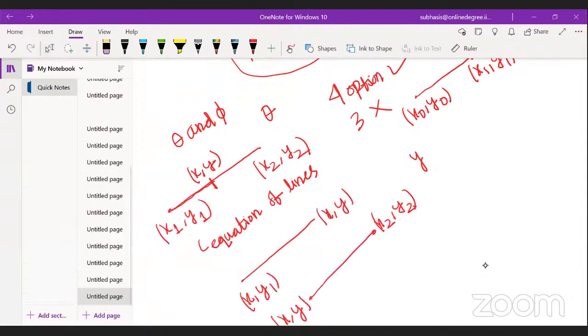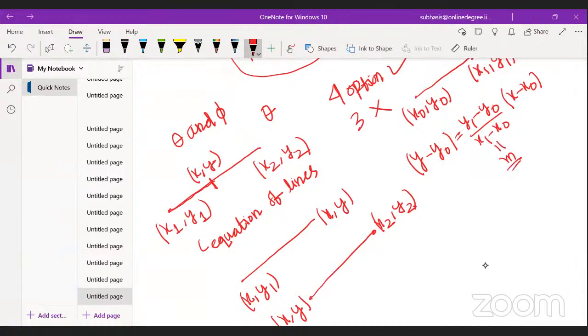Whatever you are saying, y minus y0 into y1 minus y0 by x1 minus x0, into x minus x0. So this is basically your slope. Yes, sir. So in that sense, I think the second option is correct.